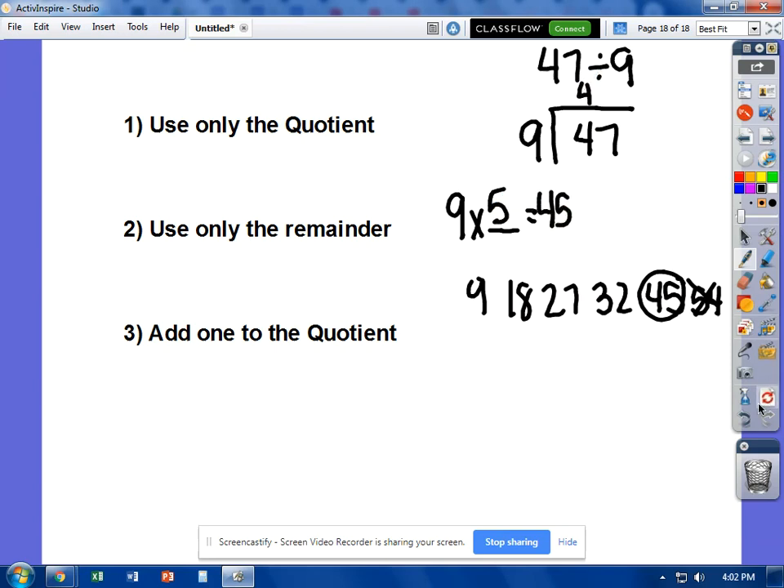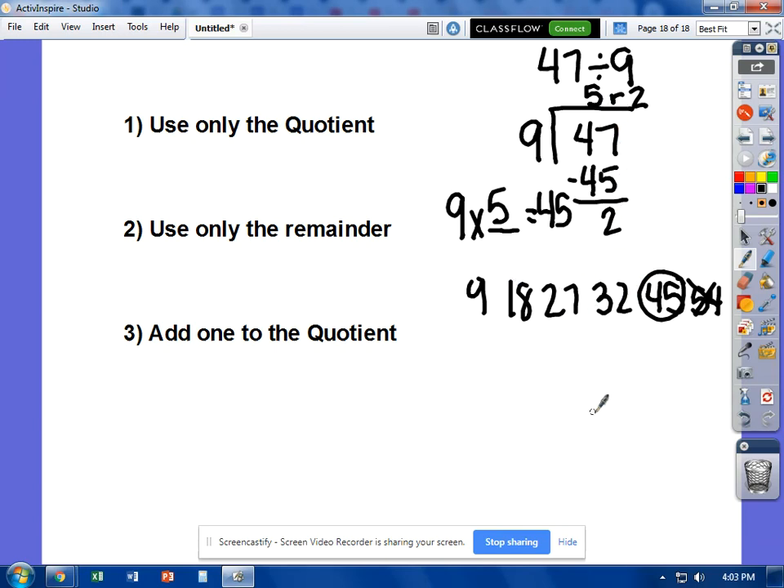5 went up top. My remainder, I figured out, was when I went underneath and subtracted and got 2, so my remainder would have been 2. So instead of the answer being 5 remainder 2, when I'm using only the quotient, my answer would just be 5.